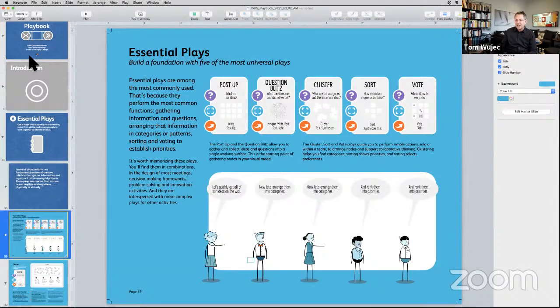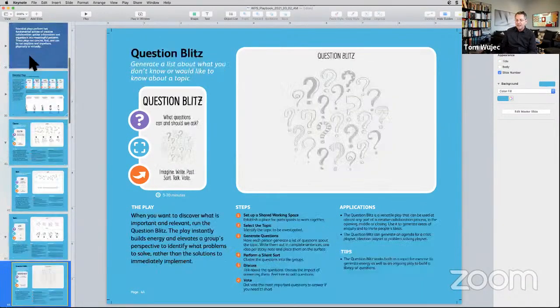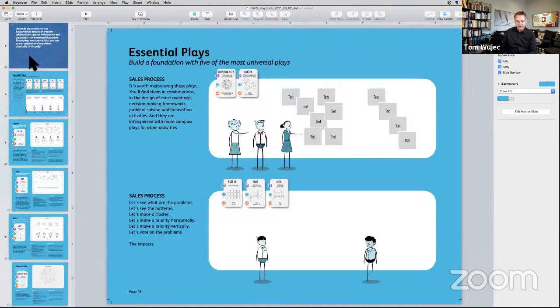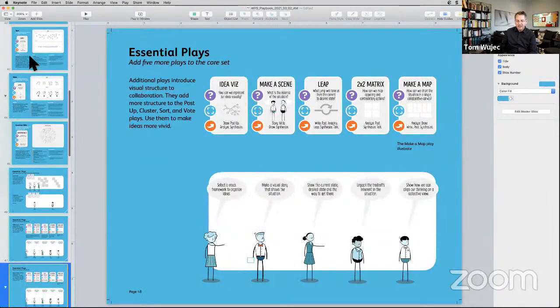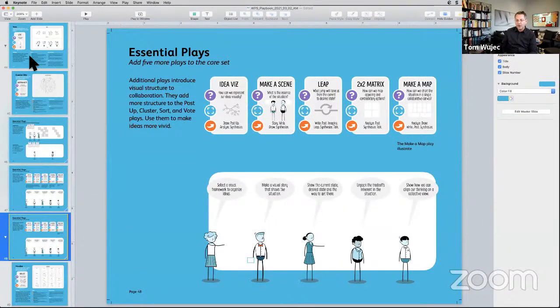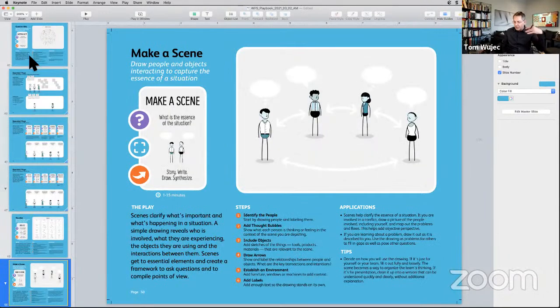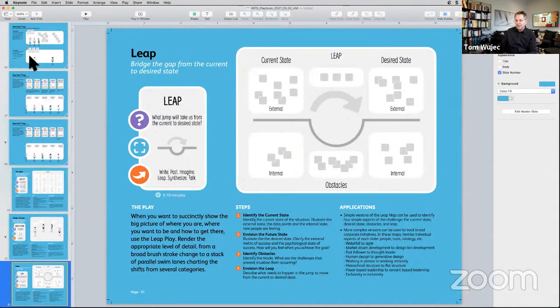So the simple ones, and I'll make this available, are what are called essential plays. So how do you post up, create questions, cluster sort, and vote, and the problems that you can tackle from them. So here are specific instructions to organize them. Then there are richer sets of still essential plays where you draw things out, you make a scene, leap 2 by 2, make a map. And those are enough, again, for folks to be able to visualize. So we've covered some of them. That's the topology of the underlying structure that we use here.